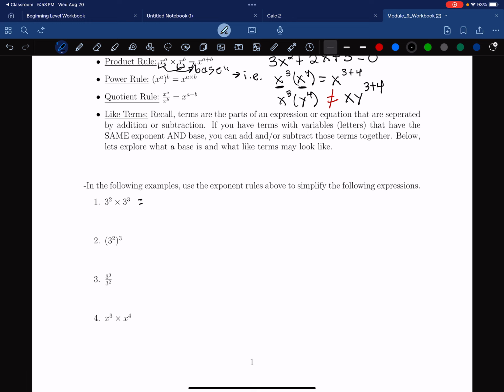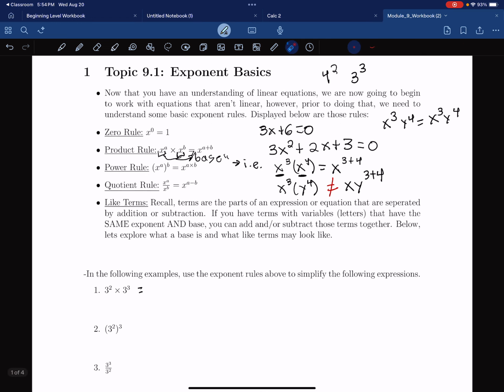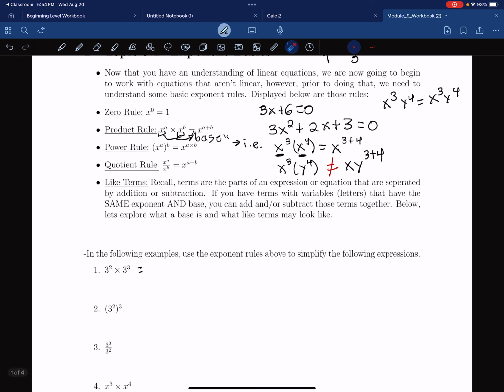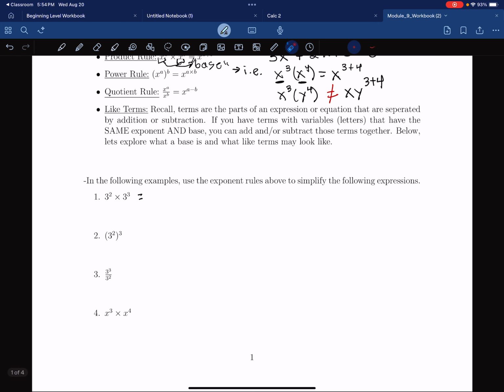So we have 3 squared times 3 to the third. Now, if you used order of operations and did exponents first, and then multiplied, and then fully simplified, that is correct. That is a correct way to solve this. However, I am going to rewrite this using these exponent rules up here, because you can also use these exponent rules as well as order of operations.